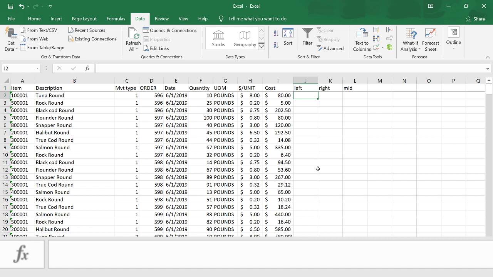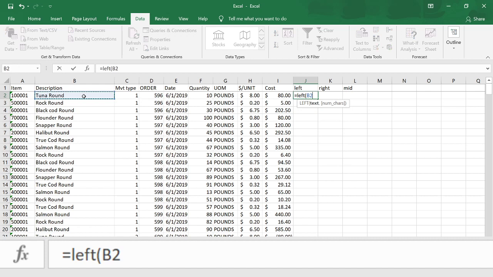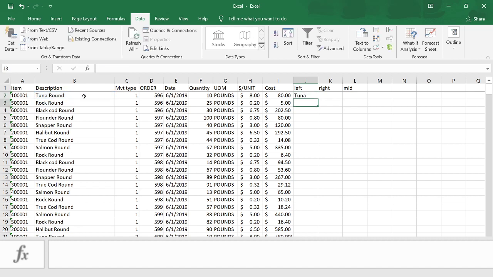So to get the first 4 letters, we'd go equals left, text, and then 4. So it's going to take the left 4 characters of that cell. Let's just do mid here.